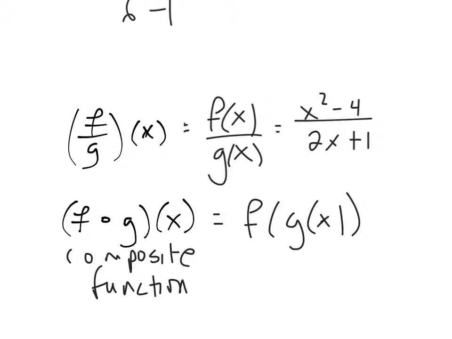So, this is still just a game of substitution, right? Start from the inside out. G of x. Does g of x have a value? What is it? It's 2x plus 1. So I'm going to replace g of x with what g of x is, and g of x is 2x plus 1.